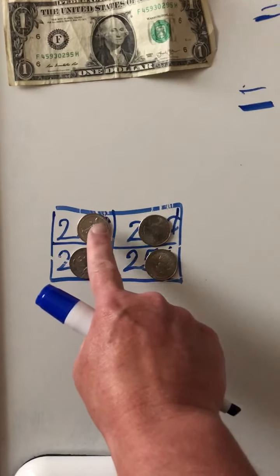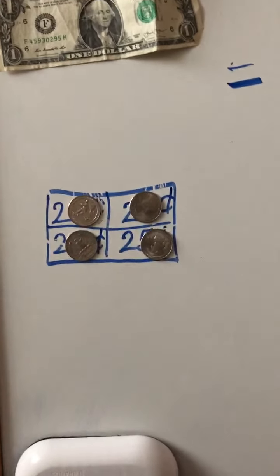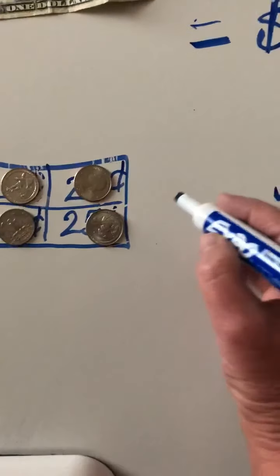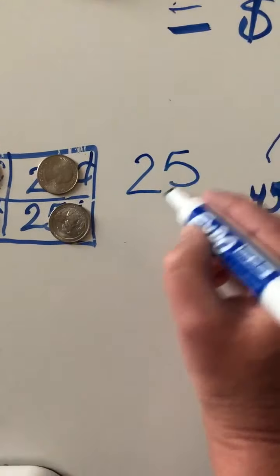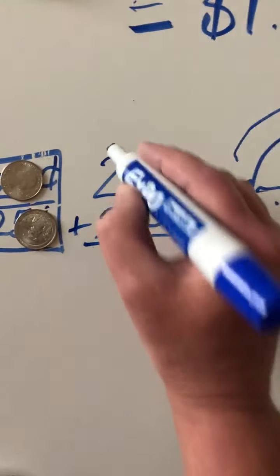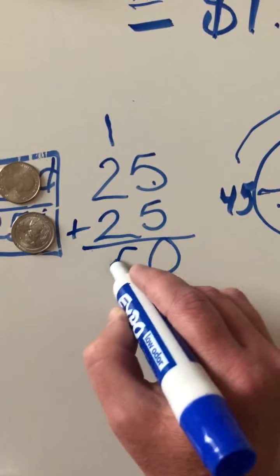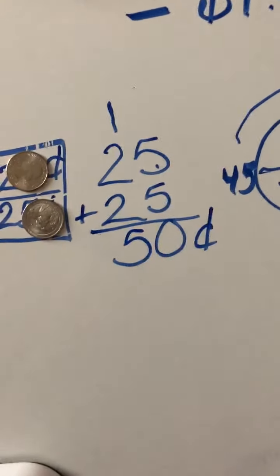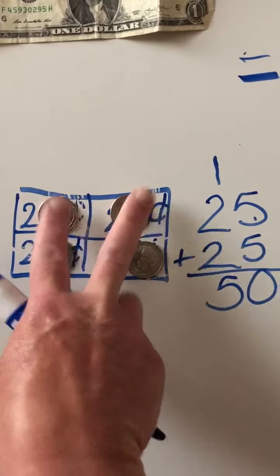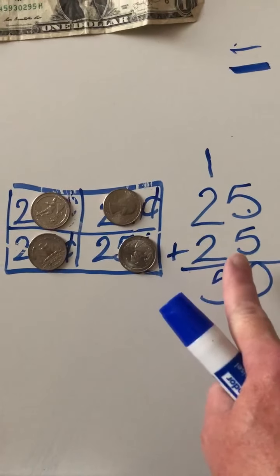Well, if 1 part out of 4 is 25 cents, what would 2 parts out of 4 be? What's 25 plus 25? Well, if you don't know, 5 plus 5 is 10, 1 plus 2 is 3, and 3 plus 2 is 5. 25 plus 25 equals 50. So 2 parts of $1 equals how much? 50 cents.